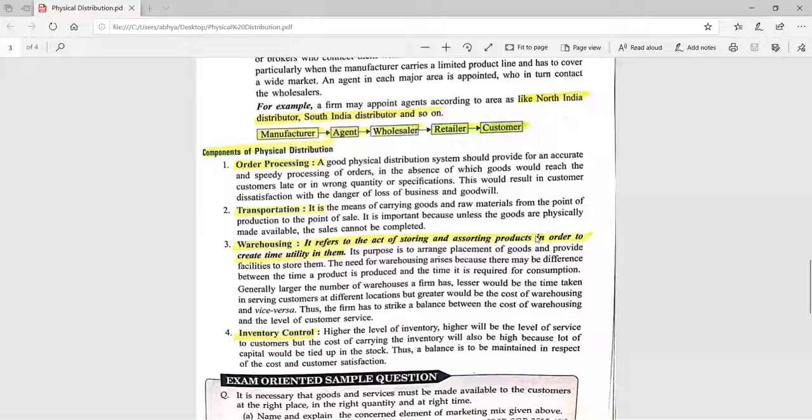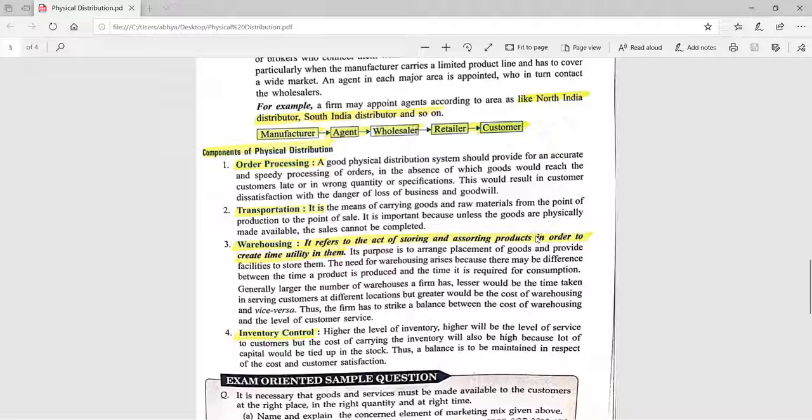Generally, the larger the number of warehouses a firm has, the lesser would be the time taken in serving customers at different locations. Yes, this is also a good point. Suppose you are an MNC, a big company, so it is not necessary that you have only one or two warehouses. In each major city, you can make your own warehouses, or you can appoint warehouses for you, where you keep the extra goods of your product. And as soon as the demand arises, from the same city you can easily deliver the goods to the wholesaler or to the retailer without wasting any time.